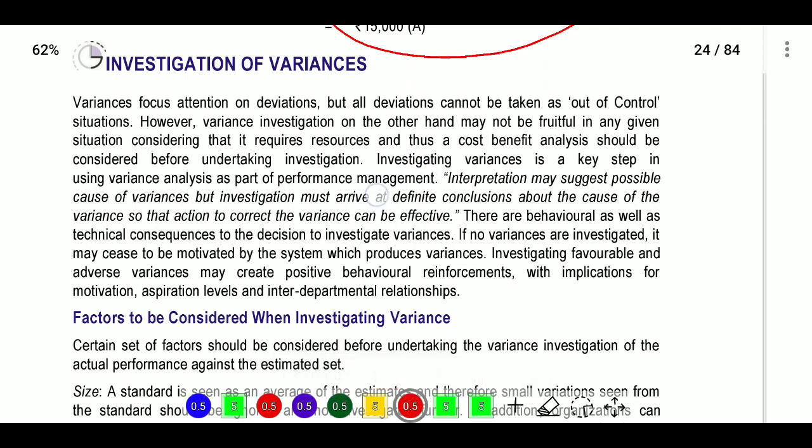We will get the definite conclusion here about the causes of variance, so that we can take corrective action. So the action taken to correct the variance can be effective. So here they provided that interpretation may suggest possible causes of variations, but investigation must arrive at definite conclusions about the variance, so that action on the variance can be effective. This is the case of investigation of variance.